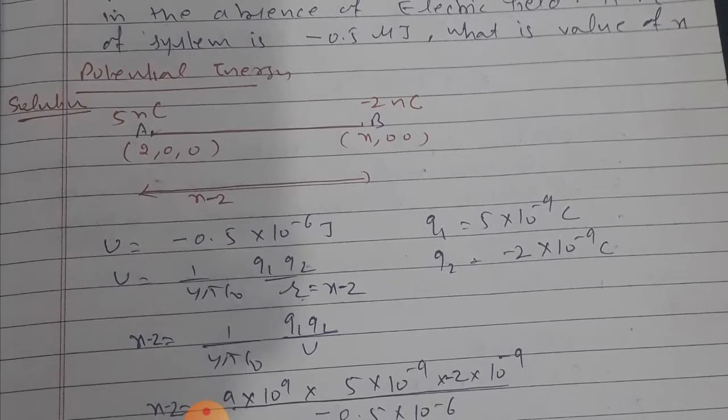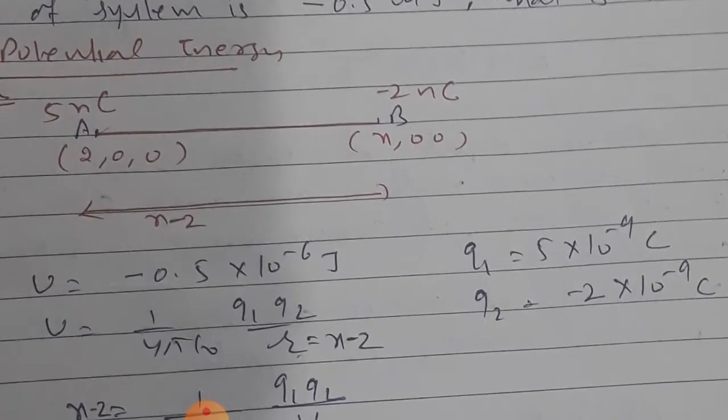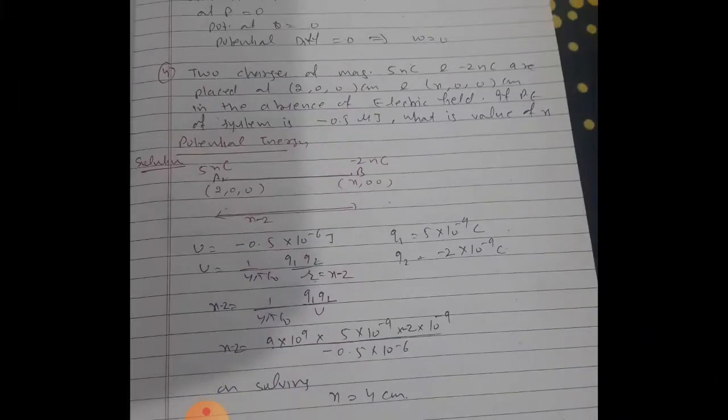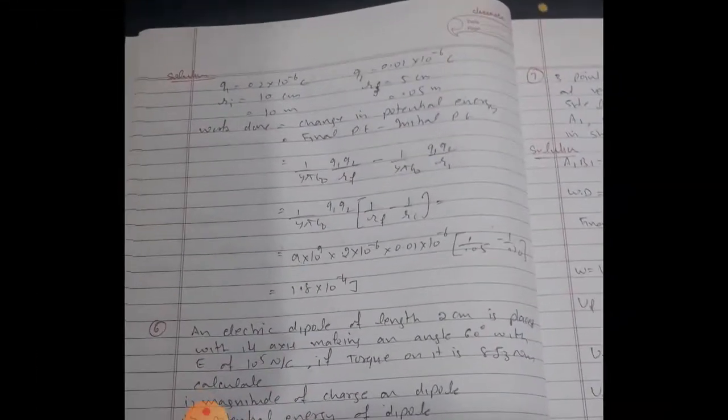What is r? r is the distance between them, and the distance between them is x minus 2. So instead of r, we'll write x minus 2, and then we'll solve this equation for x, and it comes out to be 4 centimeter. Next numerical.